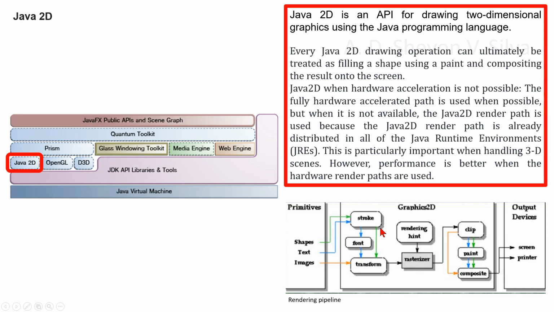Step 2, the shape is transformed from the user space to the device space using the current transform in the Graphics2D context. Step 3, the outline of the shape is extracted using the getPathIterator method of Shape, which returns a PathIterator object that iterates along the boundary of the shape.